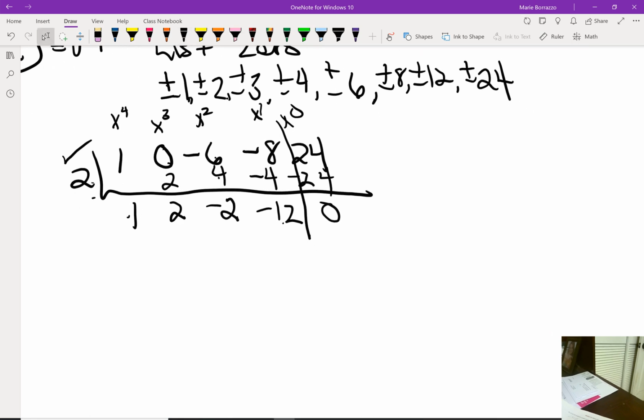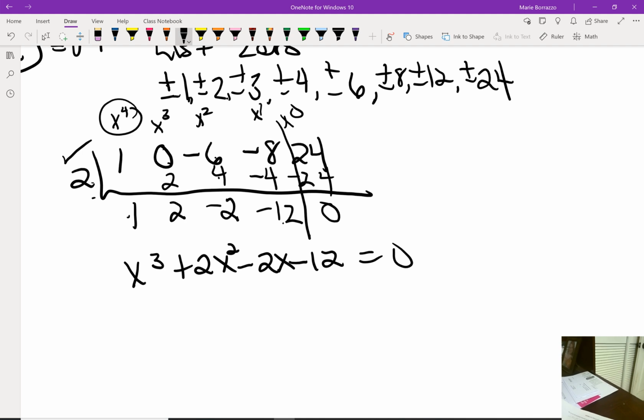But that means that I am now left with, in this case, let me see, I have 1, 2, -2, -12. So this would be x to the third plus 2x to the second minus 2x minus 12, and obviously equal to 0. Because remember, this drops from x to the 4, it drops to x to the 3, and so on. Right?